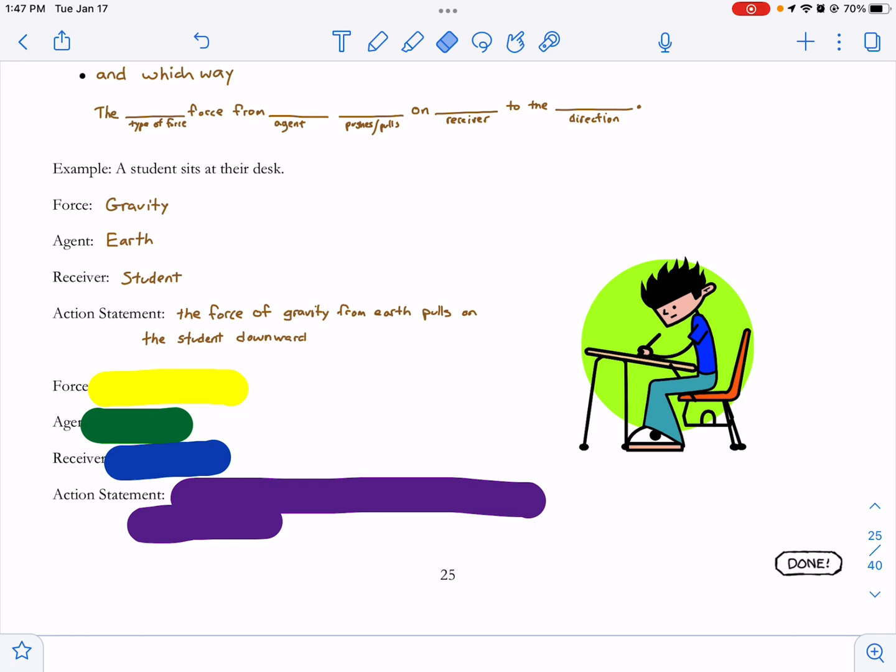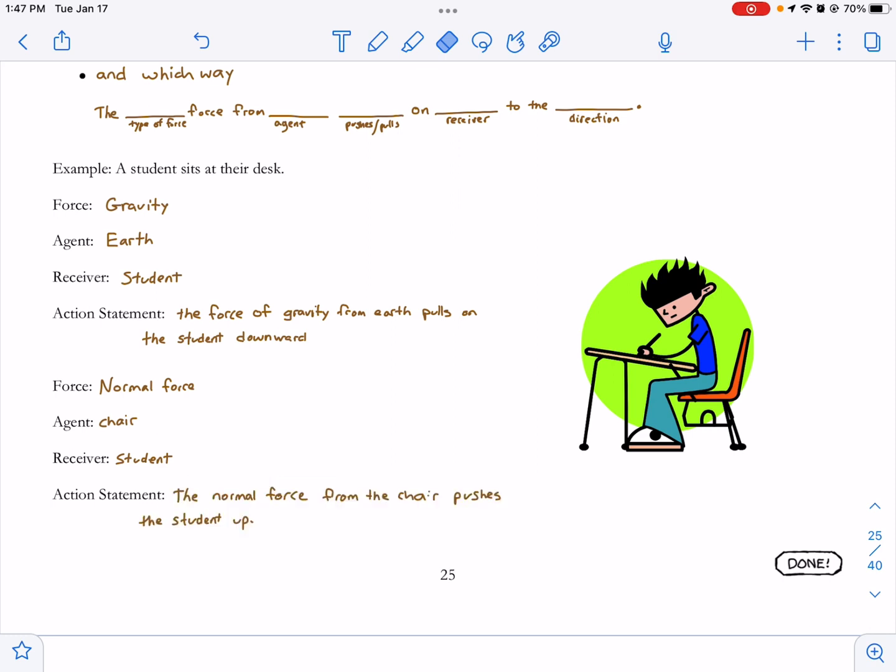Another force that's acting on the student, our receiver, is the normal force. And the normal force, remember, is the support force that holds things up. And that's the chair. The chair is holding the student up. And so this action statement looks like this: the normal force from the chair pushes the student up. And so that's it. That's all an action statement looks like.